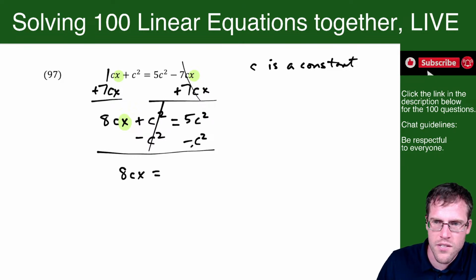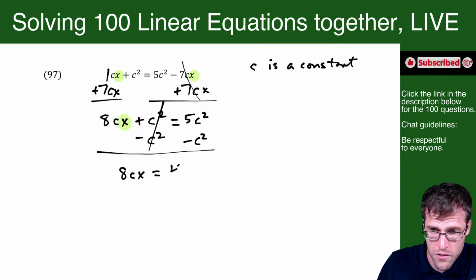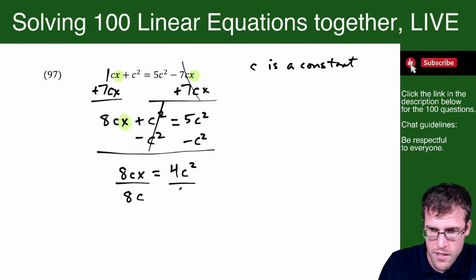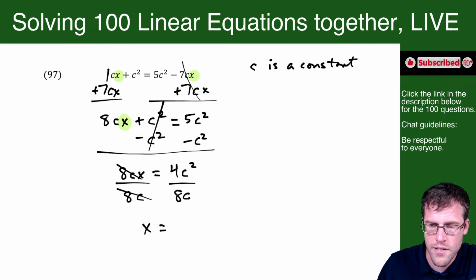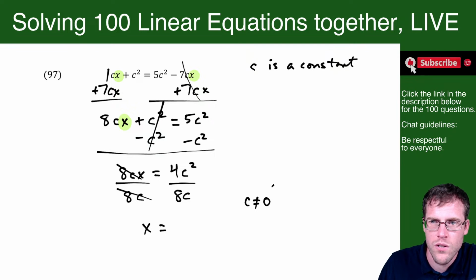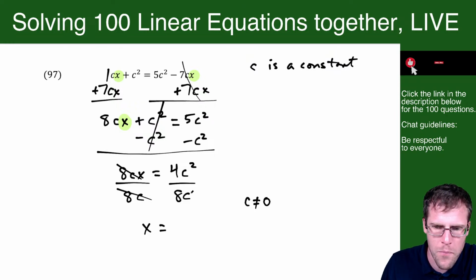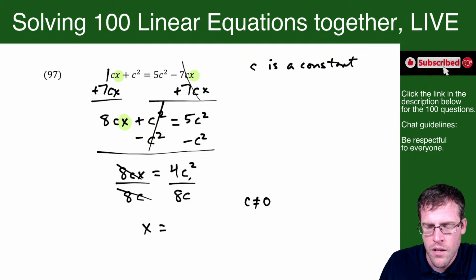So 8cx equals 5c squared minus 1c squared is 4c squared. All right, and now we divide both sides by 8c. Okay, and this is going to give us x equals. And notice if I leave my answer like this, I still have to mention we're dividing by c. So I'm just going to mention here that c is non-zero. Because that will kind of mess things up here at this dividing step. It could kind of bend the rules a bit.